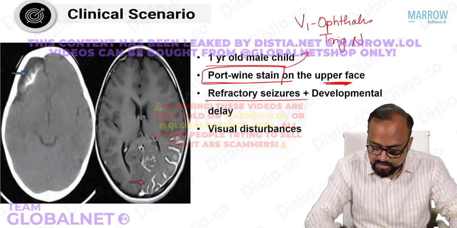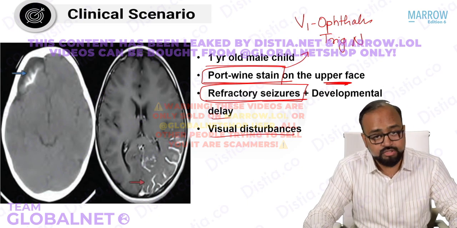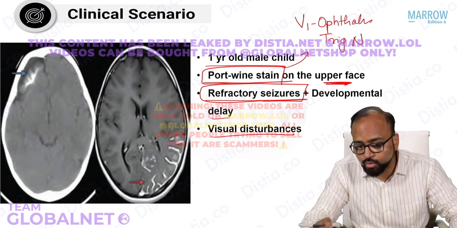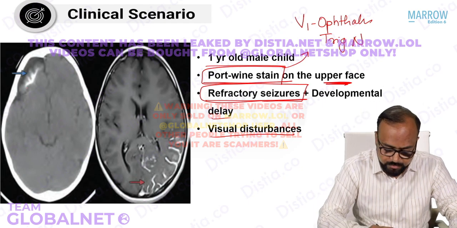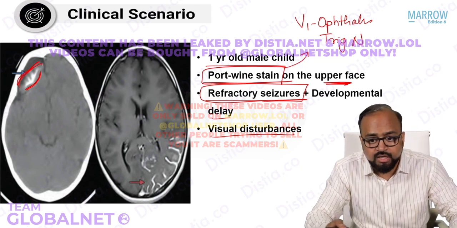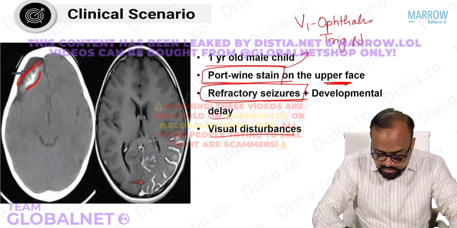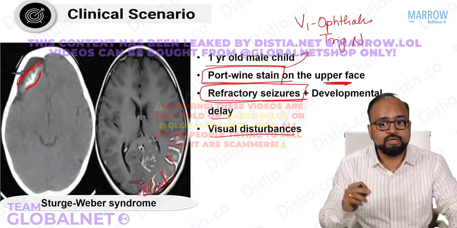There are refractory seizures because there is grossly something abnormal in the brain, and developmental delay with visual disturbances because there is retinal detachment. Choroidal angiomas are also seen. What do you see in this particular image? There are multiple subcortical calcifications, and therefore there is cortical atrophy, and most importantly there are pial angiomas. Can you see this serpiginous enhancement pattern? This is a very peculiar feature of Sturge-Weber syndrome.